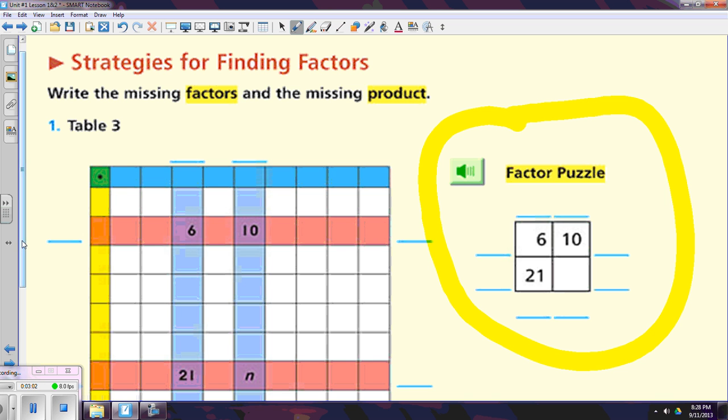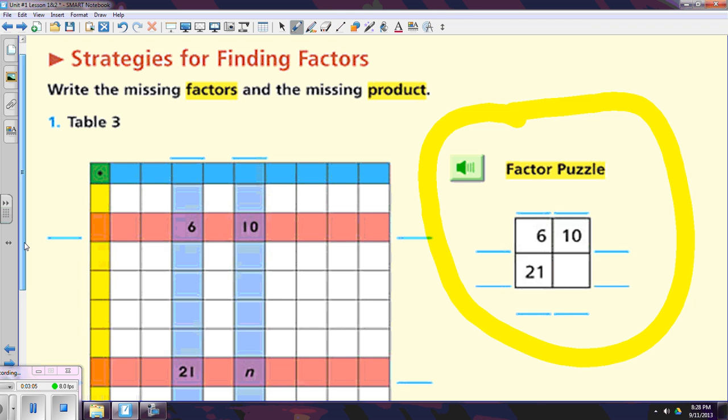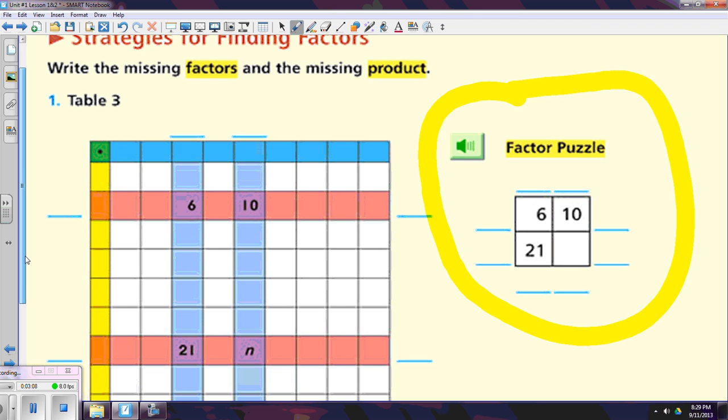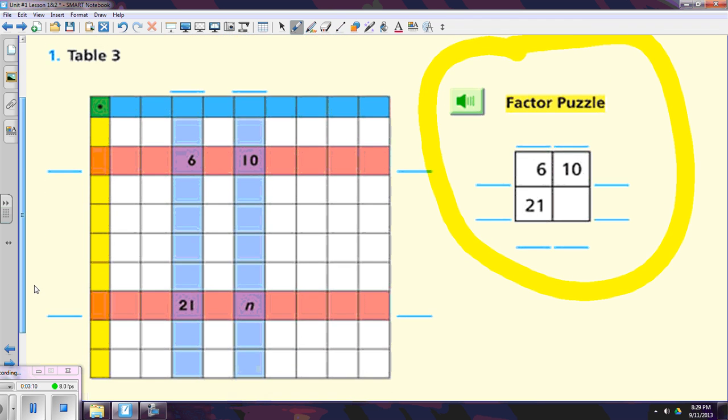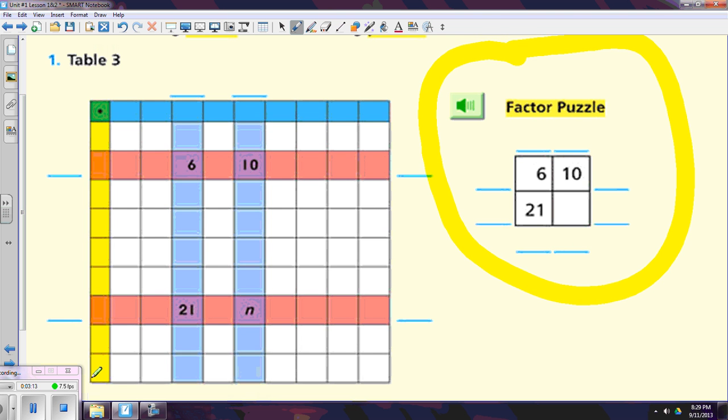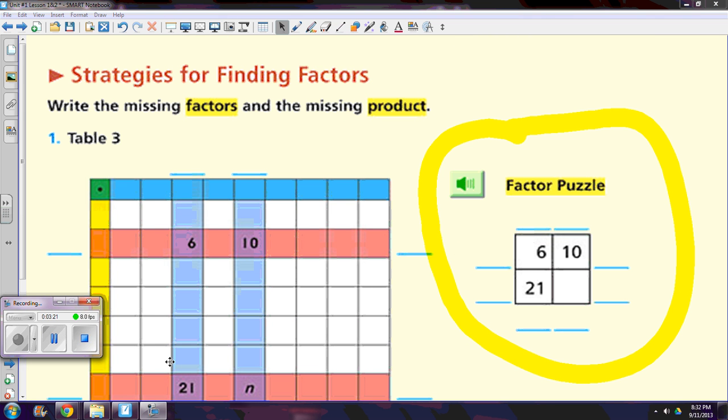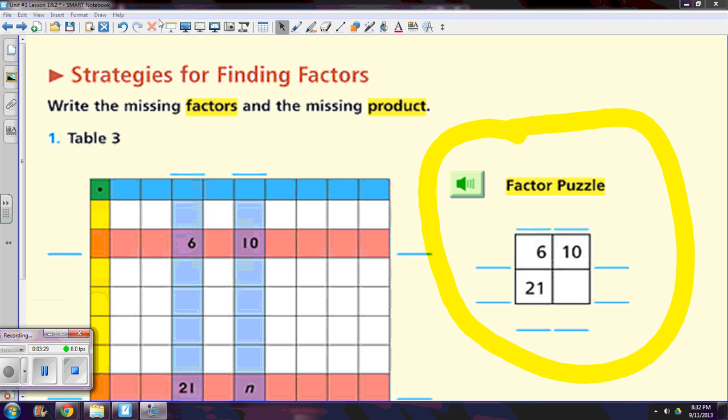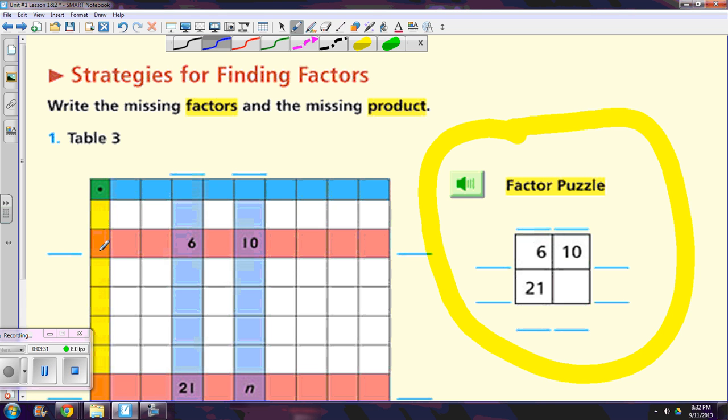So as you're looking at this, the missing products and the missing factors to complete your first factor puzzle. So again, make the 4 little boxes there. So we have factors of 6. We have 1 and 6 and 2 and 3. So let's add on the left over here a 2. 2 times what number is 6? And you should be putting 3.